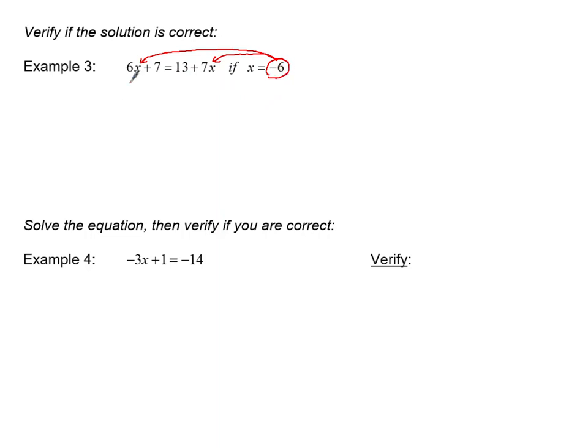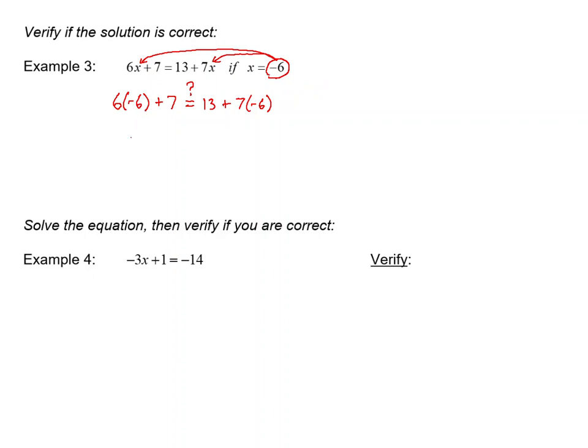Let's see what happens. 6x becomes 6 times negative 6. The plus and the 7 stay the same. The equal sign is right here. I'm going to put a question mark over it. 13 is 13. The plus is the plus. And 7x becomes 7 times negative 6. Remember, we have to substitute everywhere we see an x. Now let's see what happens.